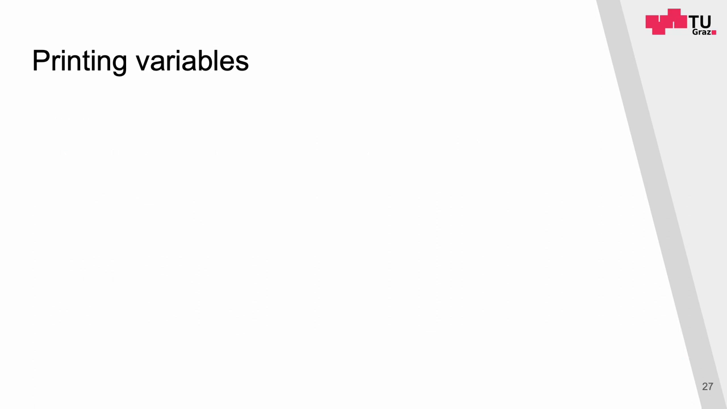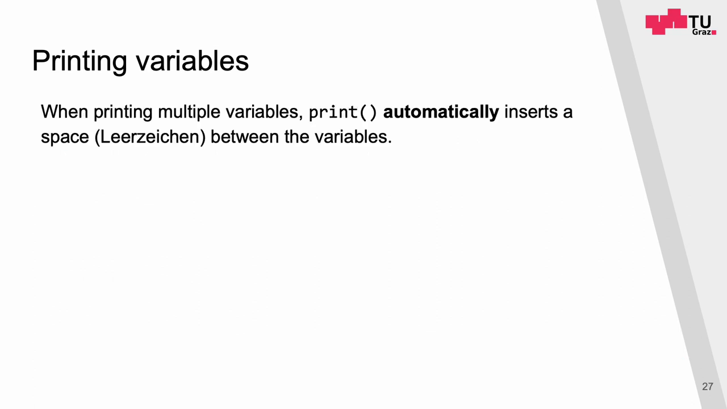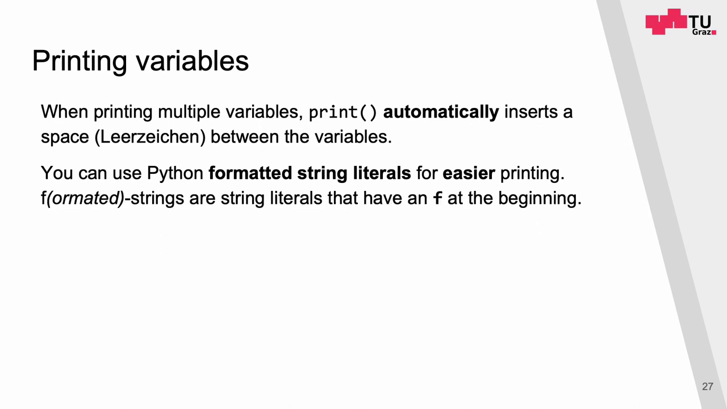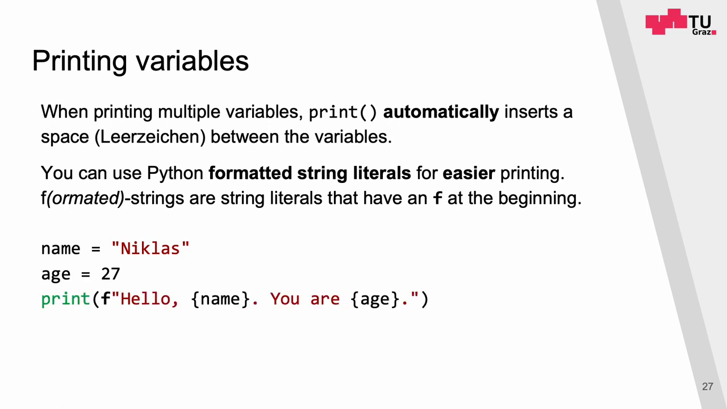And as already said, when printing multiple variables, print automatically inserts a white space, a Leerzeichen, between the variables. So to avoid that, you can use Python formatted string literals for easier printing. Those formatted strings are string literals that have an F at the beginning. For example, if I would like to print my name, which I stored in a variable, and also my age, which is stored in a variable, I can use Python's formatted string literals as follows.